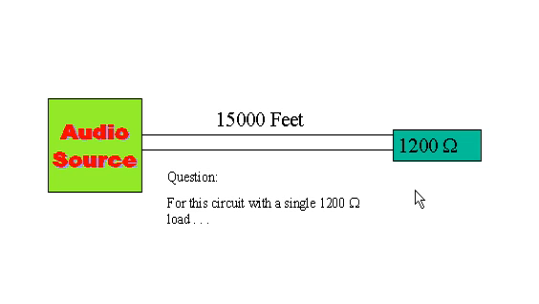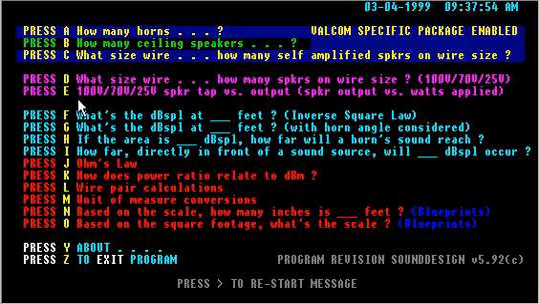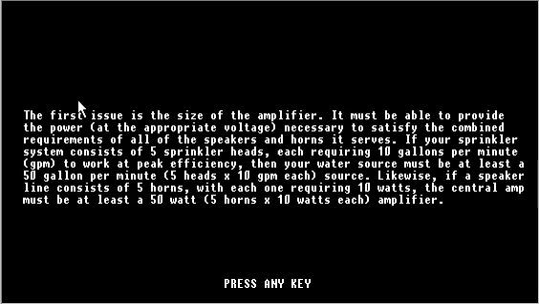And you want to know, for this circuit with a single 1200 ohm input impedance, 1200 ohm load, how much audio loss would occur in the 15,000 feet of wiring for 26, 24, and 22 gauge wire. Well, going into option D, I'll just press enter to go through these first few screens of text.